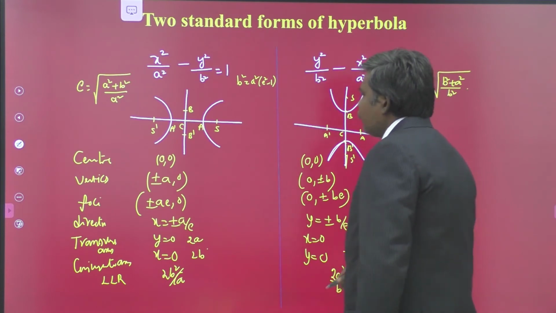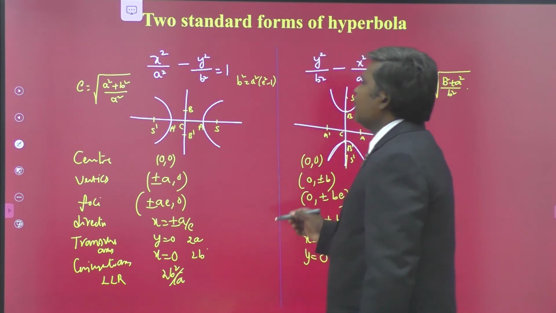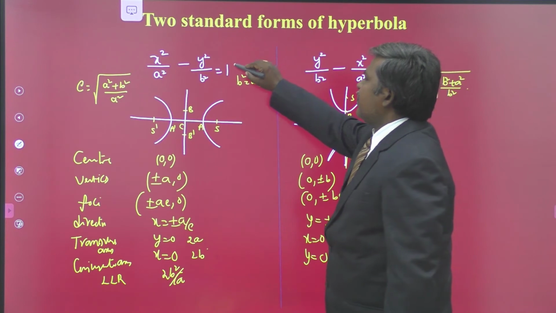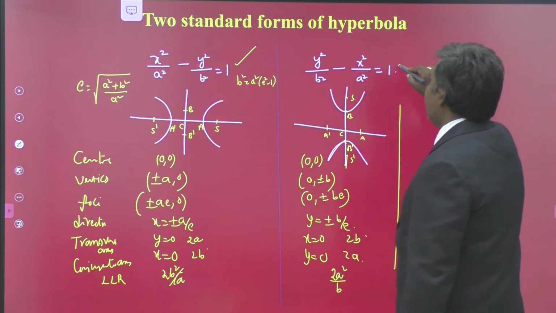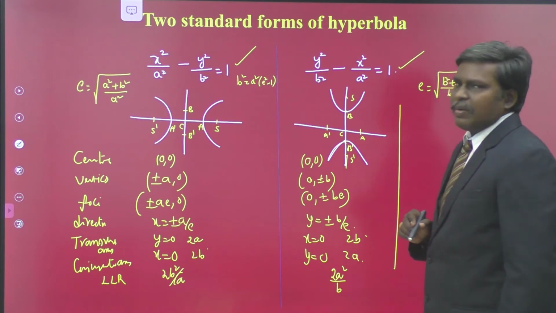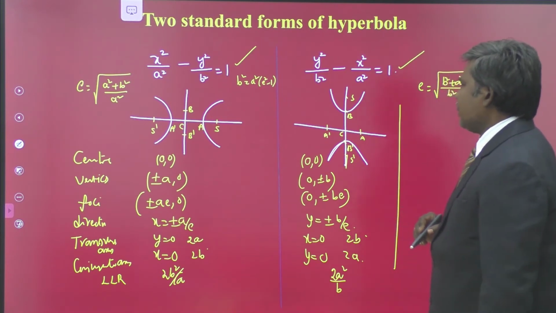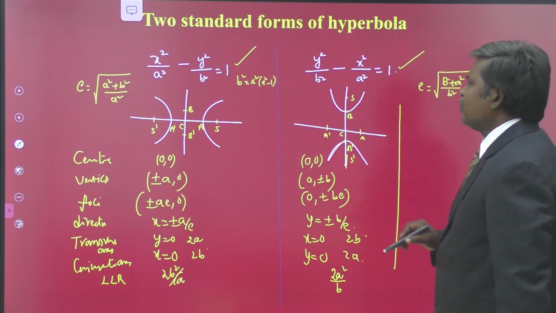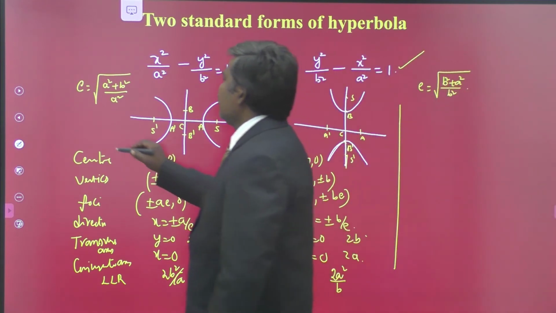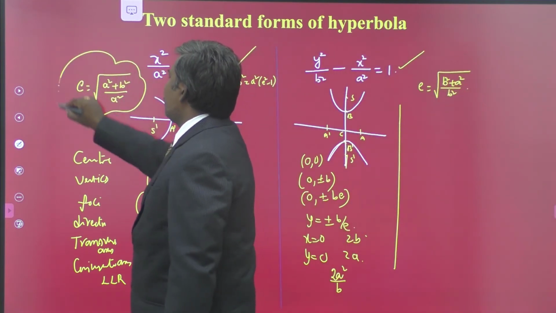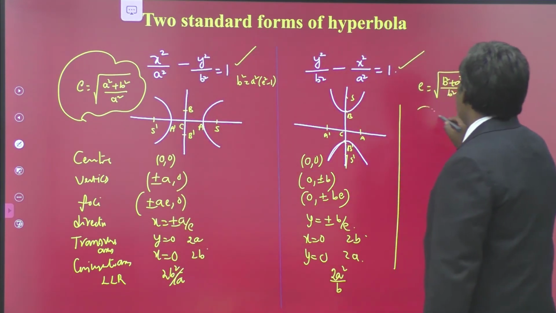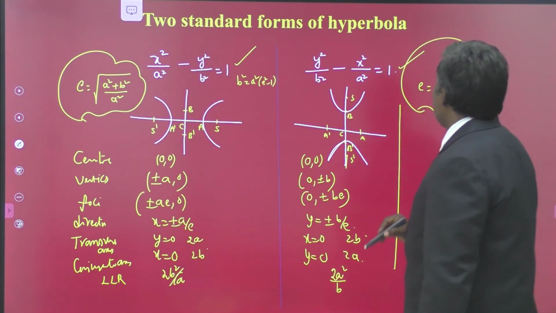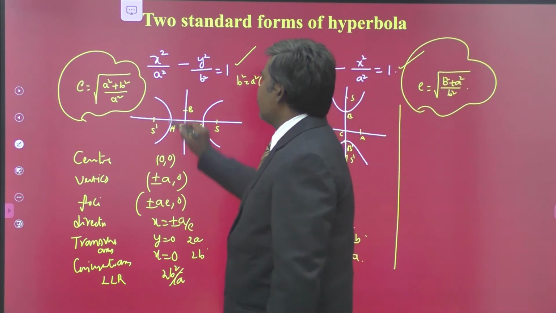So these are all formulas related to the two standard forms, x square by a square minus y square by b square equal to 1, and y square by b square minus x square by a square is equal to 1. So here the eccentricity is what? e is equal to root of a square plus b square by a square. Here the eccentricity is root of b square plus a square by b square.